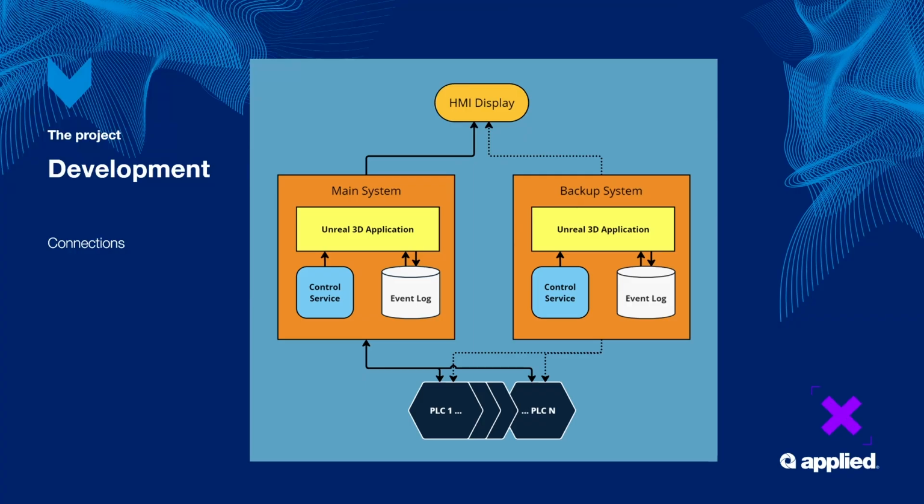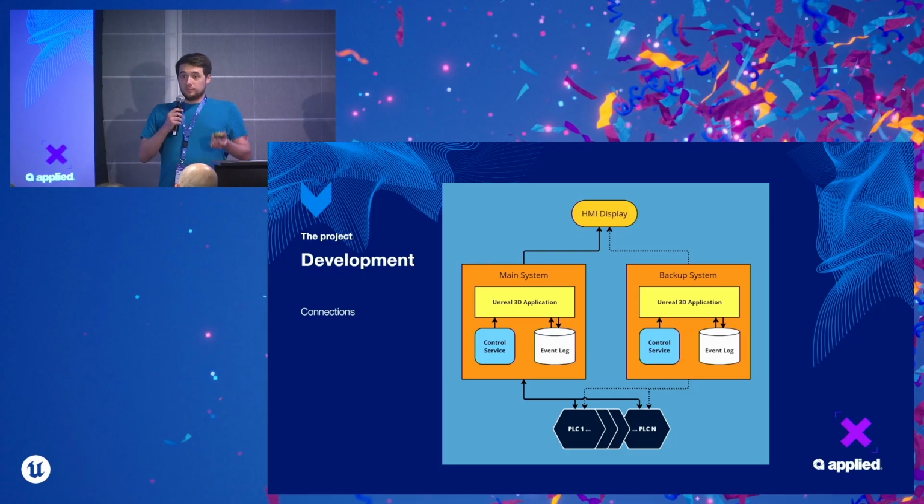Starting with the connections, the project is divided into three main areas. There is the Unreal application, which handles all the visualization of what we've done. The Python application, which handles all the connections with the bot systems, and the actual bot systems.